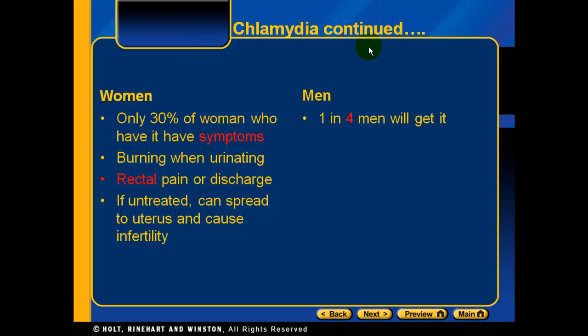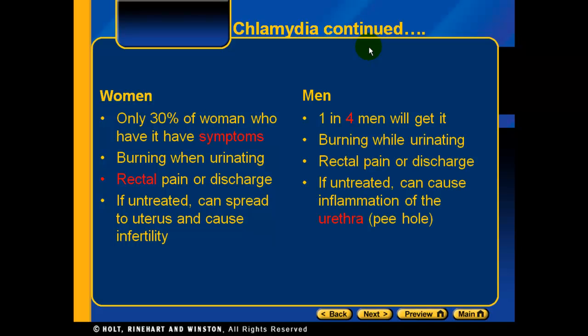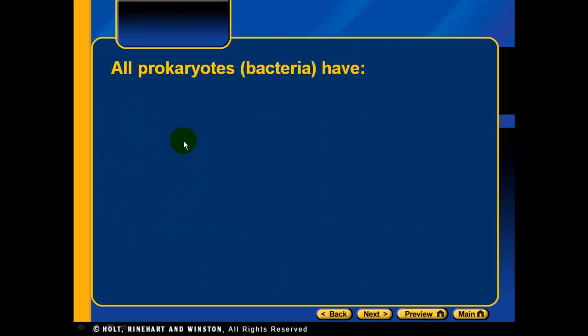For men, it's very common. 1 in 4 men will get it. Same symptoms. If untreated, it can cause inflammation of the urethra. And that finishes our first section. So first thing I want you to remember, we did compare in chapter 4 eukaryotes and prokaryotes. So now we're just concentrating on the prokaryote part.